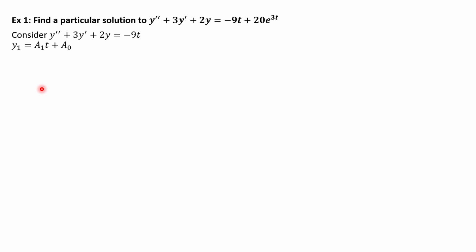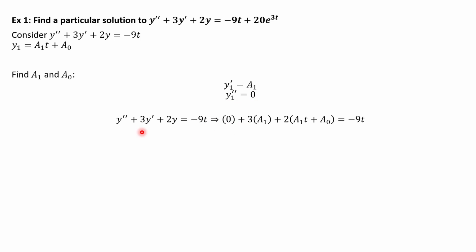Okay, so now let's go a little further and find out what a1 and a0 equal. We can actually figure these out. From our solution that we just found, if we differentiate y1 with respect to t, we're going to get a1. Then differentiate again, second derivative, we get 0. And then we can plug those values into our differential equation.